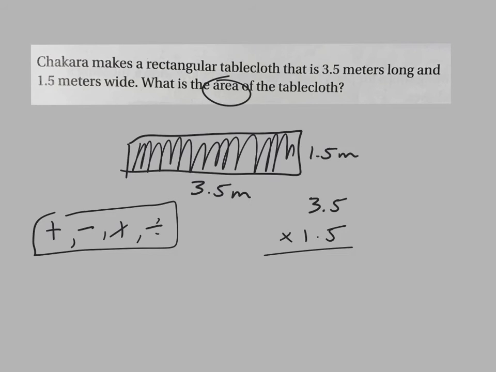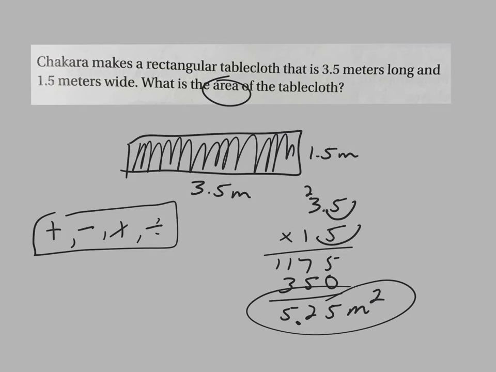And we haven't gone over how to multiply decimals, so we're going to leave that one. But if we did do it, we would say 5 times 5 is 25, 5 times 3 is 15, plus 2 is 17. And I would do a little math here. And we would get 525, but we have to move the decimal 1, 2, so it would be 5.25 meters squared. Next question.